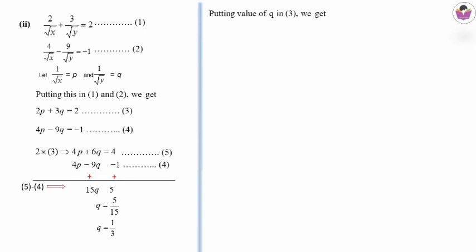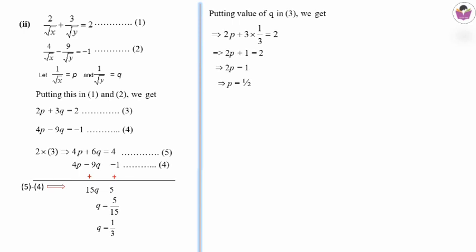Now we have to substitute this into equation number 3. Here 2p plus 3 into q, and the value of q is 1 by 3. So 3 into 1 by 3, the 3 and 3 cancel, and finally it becomes 2p plus 1 equal to 2. Next, 2p is equal to 2 minus 1, since the plus 1 goes to the right side and becomes minus. So 2p is equal to 1, and p is equal to 1 by 2.